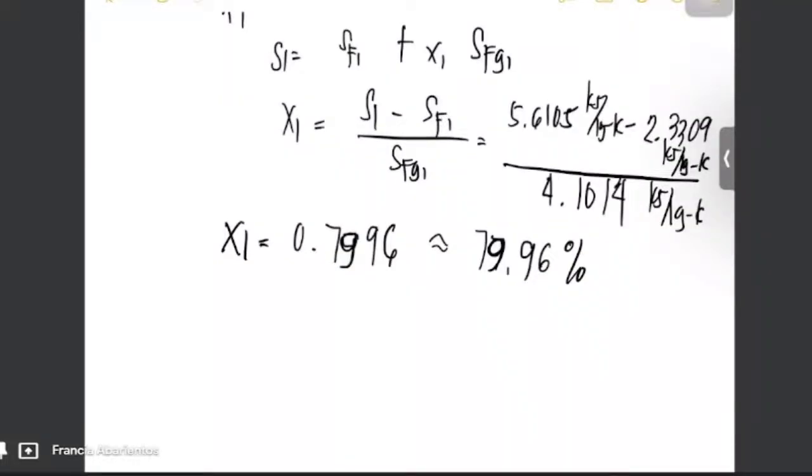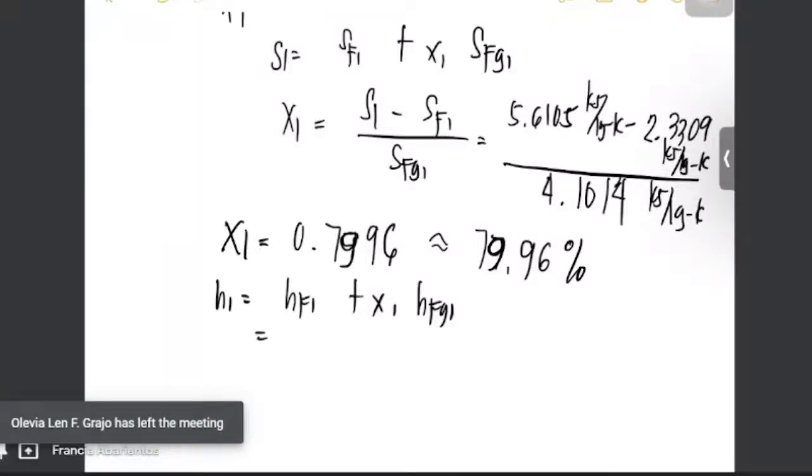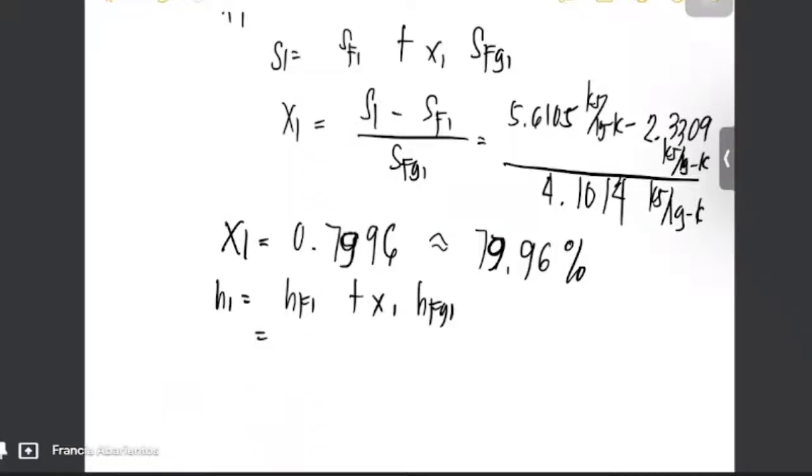From this, we will solve now we have now the entropy. Then we move on to the enthalpy at 0.1. Okay? Okay, enthalpy. What is enthalpy? HF is 52.45 plus 0.7996 HFG.